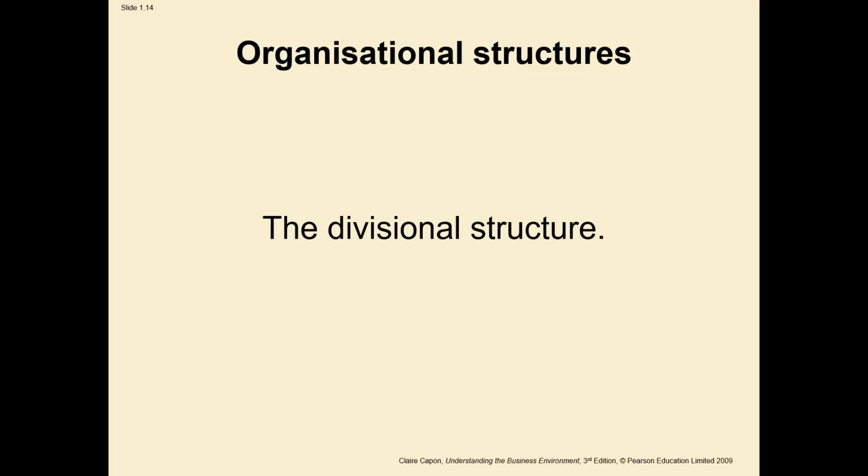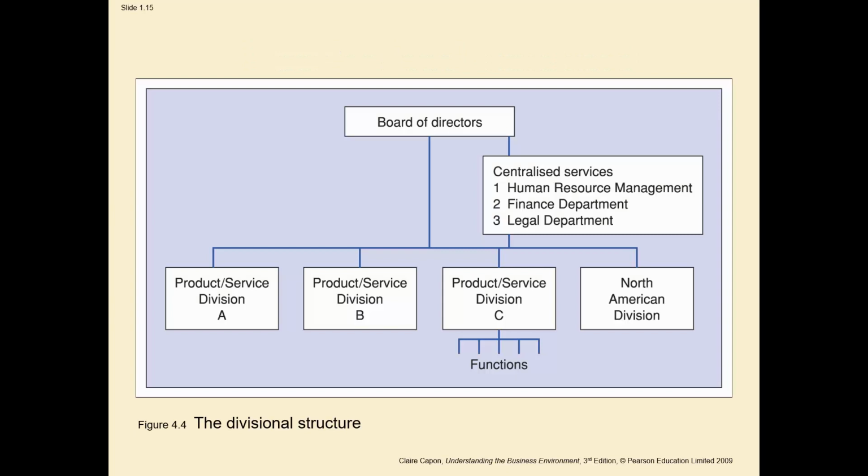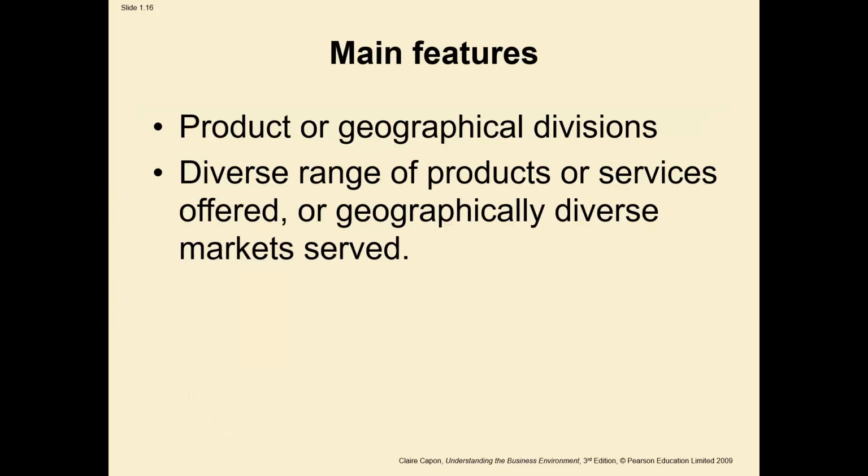The divisional structure is where things are organised around a clearly marked area of autonomy or independence within the organisation. For example, you would have your board of directors at the top, your senior management, and then the centralised services that deal with human resources and finance and provide services to each area. Below that is each product or service division, like A, B, C, or it could be organised geographically, for example a North American division, a European division, and Asia and the Far East as well.